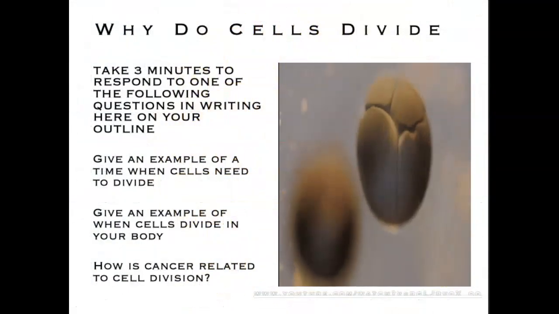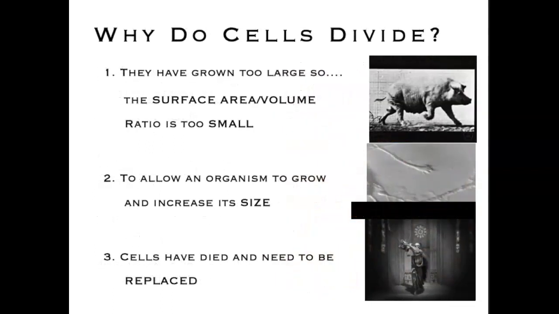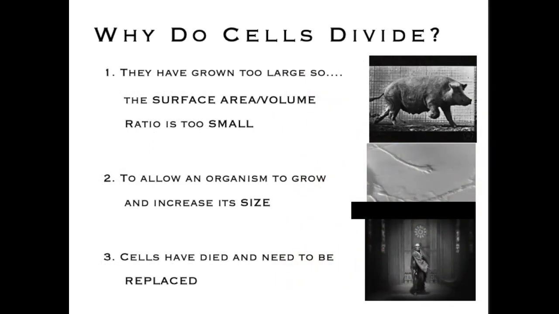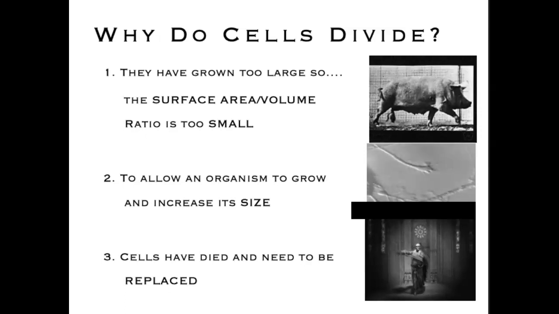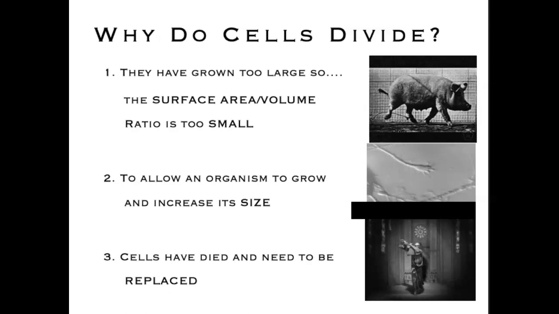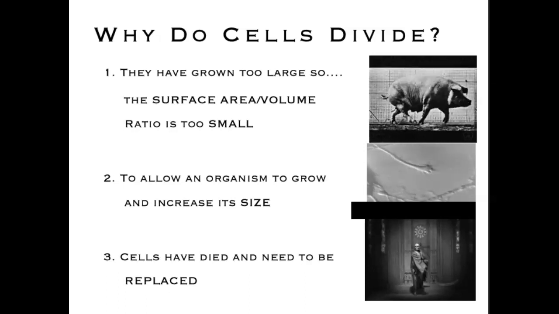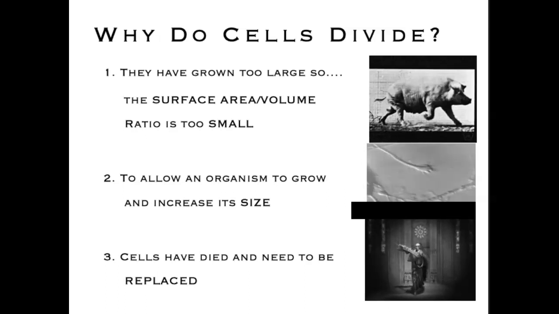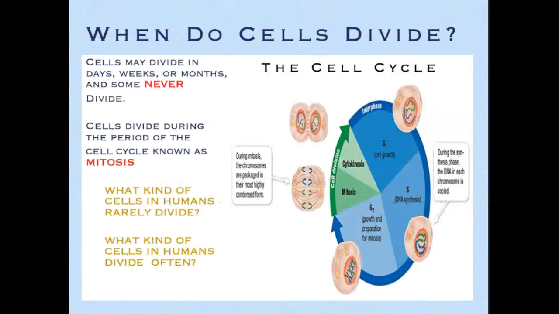You might remember when we first went over this, we talked about why your cells divide. And the reason that they divide is, remember, we can't have our cells get too big because it would take too long to get molecules in and out of the cell. Cells will also divide to allow an organism to grow and develop. And remember, your cells, just like a regular human, cells are going to die and they need to be replaced.